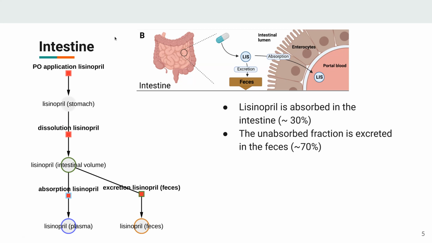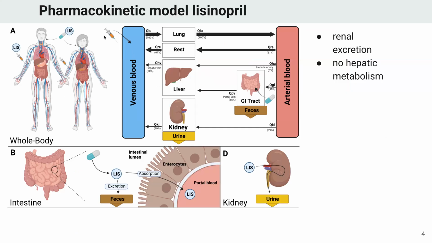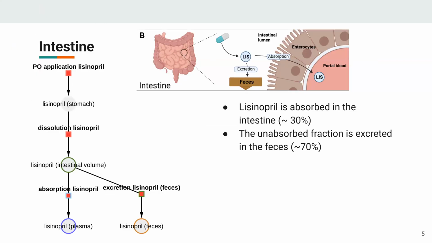And so it's also a big difference between the oral application and the intravenous application. In case of the intravenous application, 100% of the dose reaches the systemic circulation, and also 100% has to be excreted via the kidneys. In the case of an oral administration, only around 30% of the dose actually reaches the systemic circulation, and 70% is directly going to the feces.